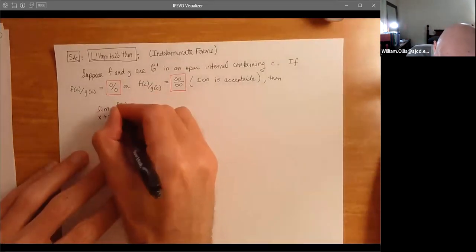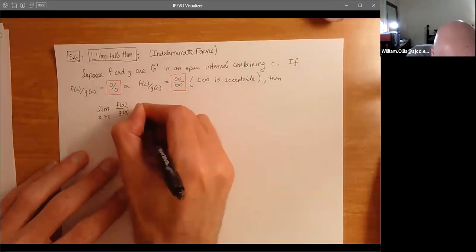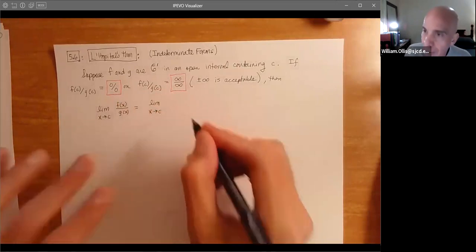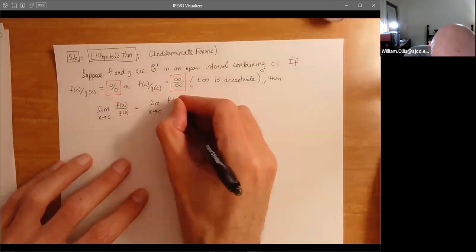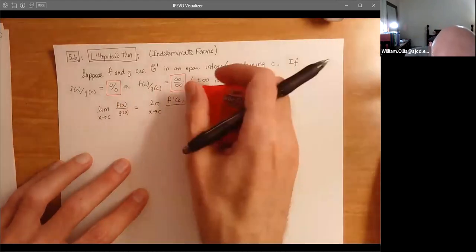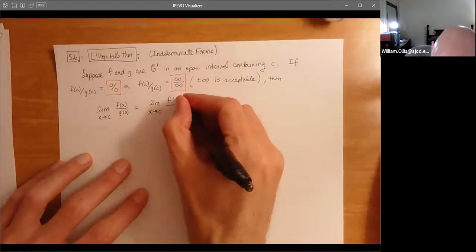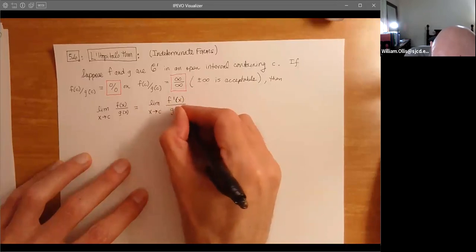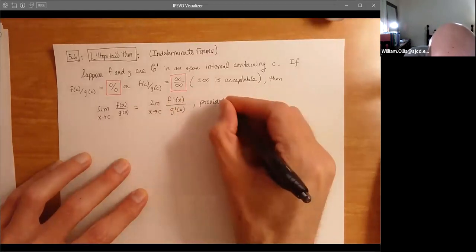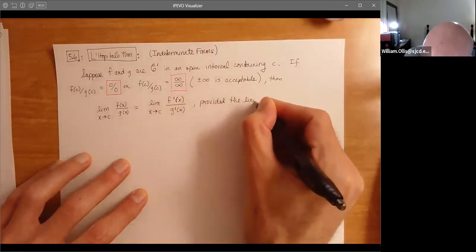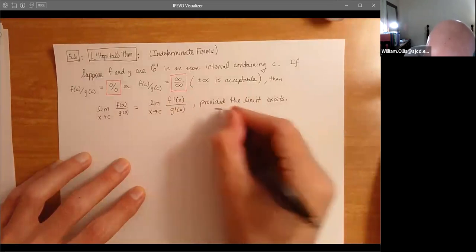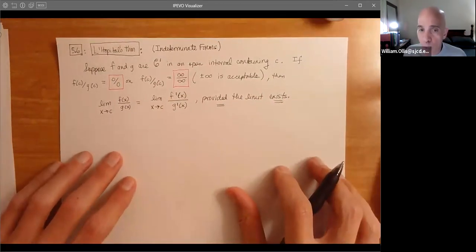The limit of f of x over g of x equals, and this is the key to the theorem. This is the amazing part of the theorem. This will equal the limit of f prime of x over g prime of x, provided the limit exists. So when you think about difference quotients, this is actually very doable. And if you look at my notes, you can see that it's a very reasonable result.